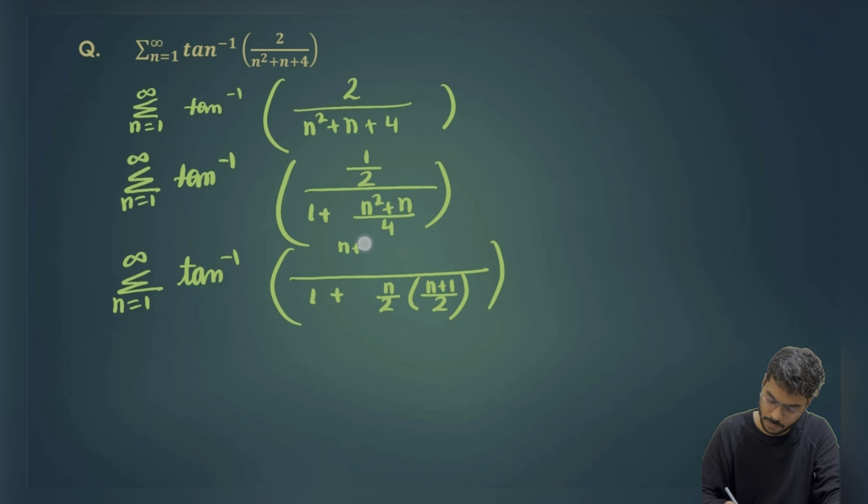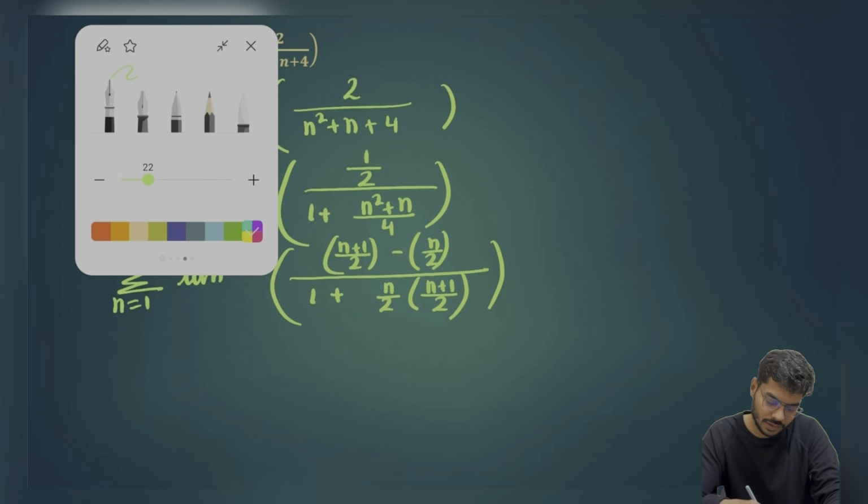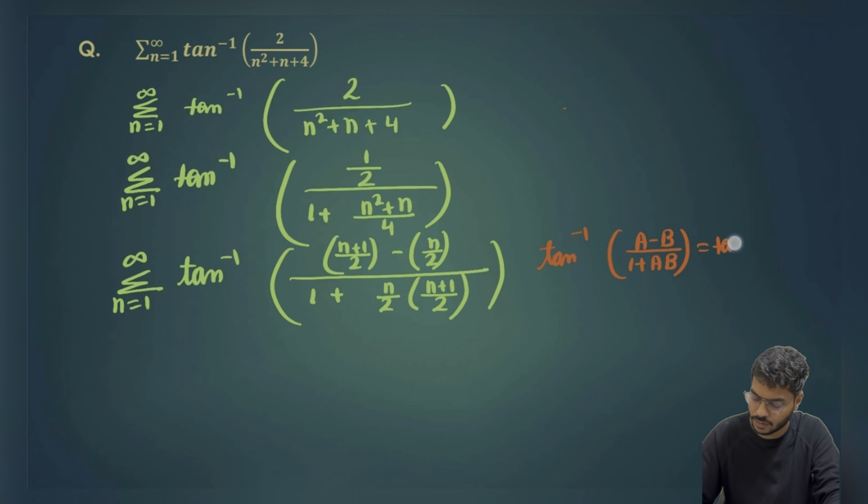In the numerator, can I write (n plus 1) by 2 minus n by 2? Here n by 2 cancels out in the numerator, only 1 by 2 is left. So it follows the pattern. Which pattern? The pattern of tan inverse (a minus b) upon (1 plus ab). What is the formula? The formula is nothing but tan inverse a minus tan inverse b.